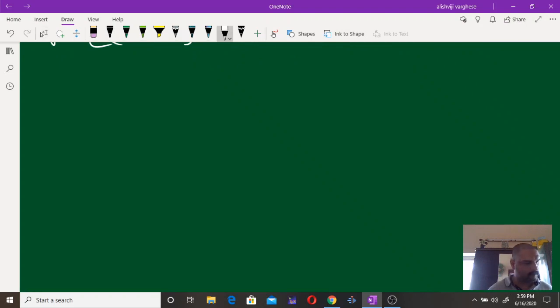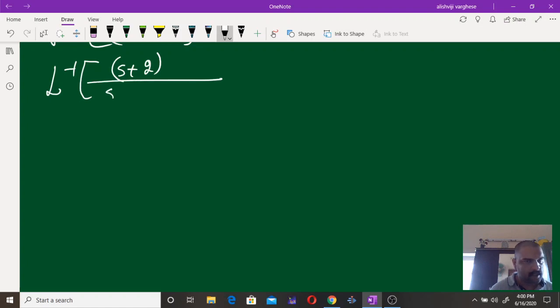You can have one more problem, and let us consider: find the inverse Laplace transform of s plus 2 divided by s plus 1 the whole square into s minus 2.